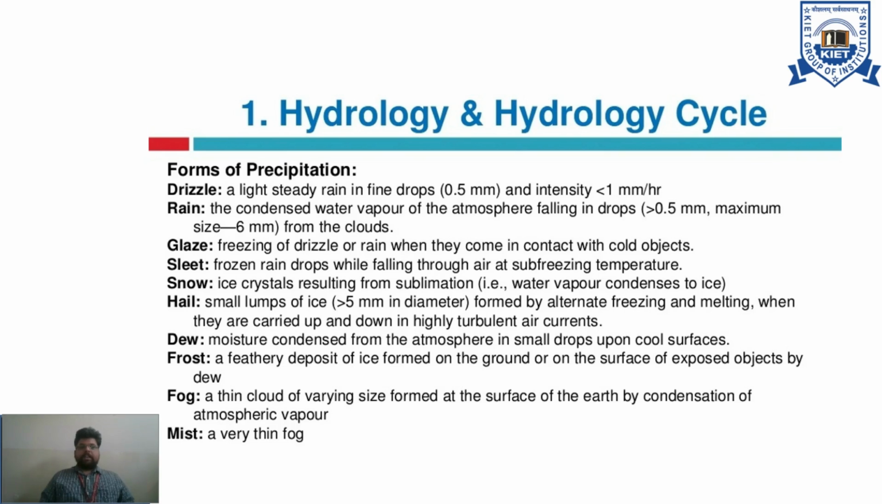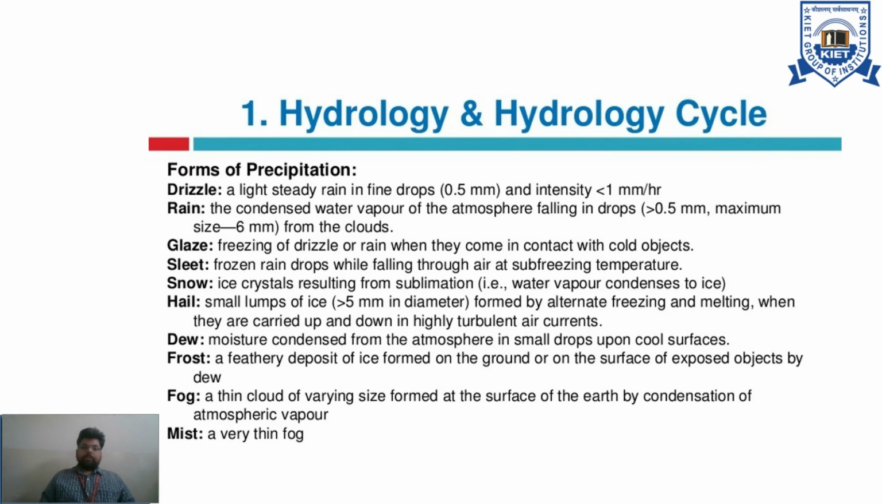Next one is the glaze. Glaze is the freezing of drizzle or rain when they come in contact with the cold objects. Next is sleet, frozen raindrops while falling through air at sub-freezing temperature. Next is snow, ice crystals resulting from sublimation, that is the water vapor condenses to ice. Next is hail, the small lumps of ice having diameter size greater than 5 mm formed by alternate freezing and melting when they are carried up and down in highly turbulent air currents.